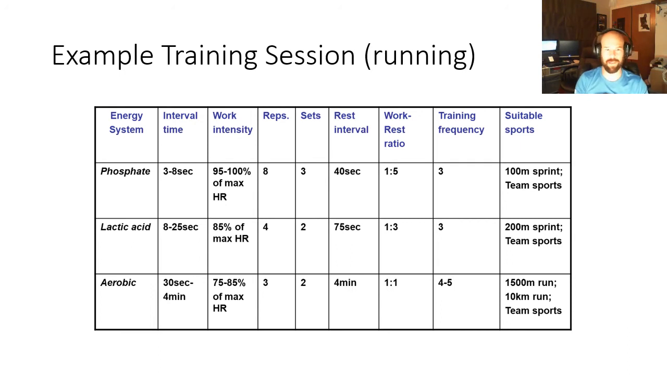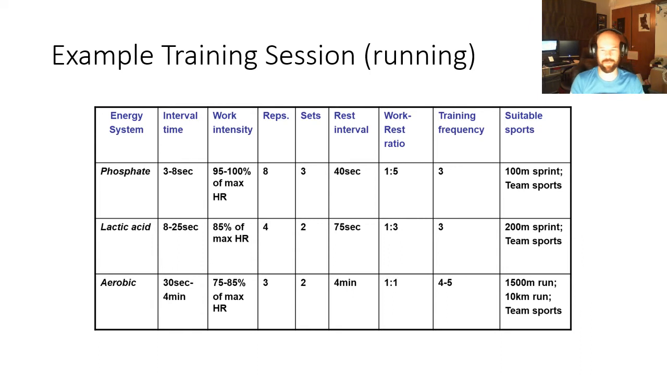You might have a rest interval of somewhere around 40 seconds. And from there, your work to rest ratio is 1 to 5. You might do that 3 times a week, and then you've got your suitable sports of 100-meter sprint, obviously. And then some team sports.